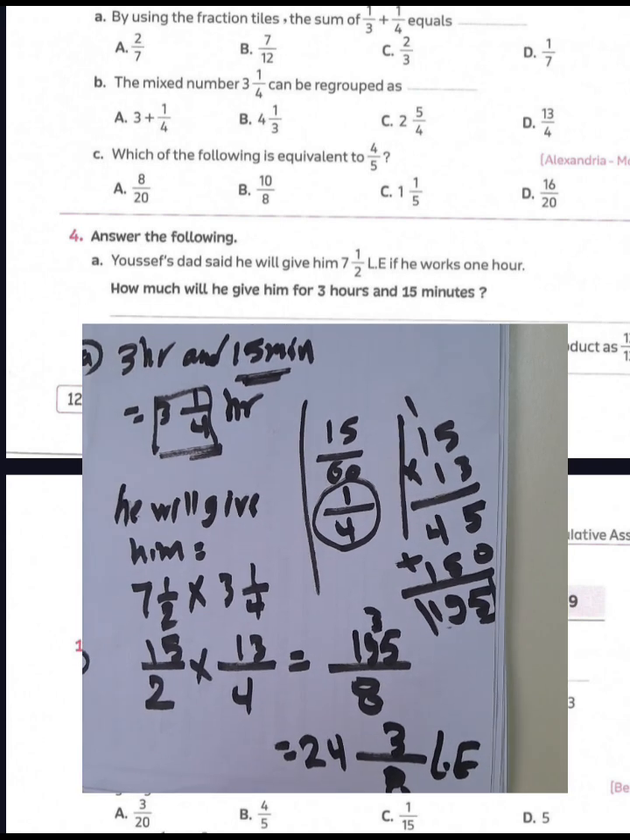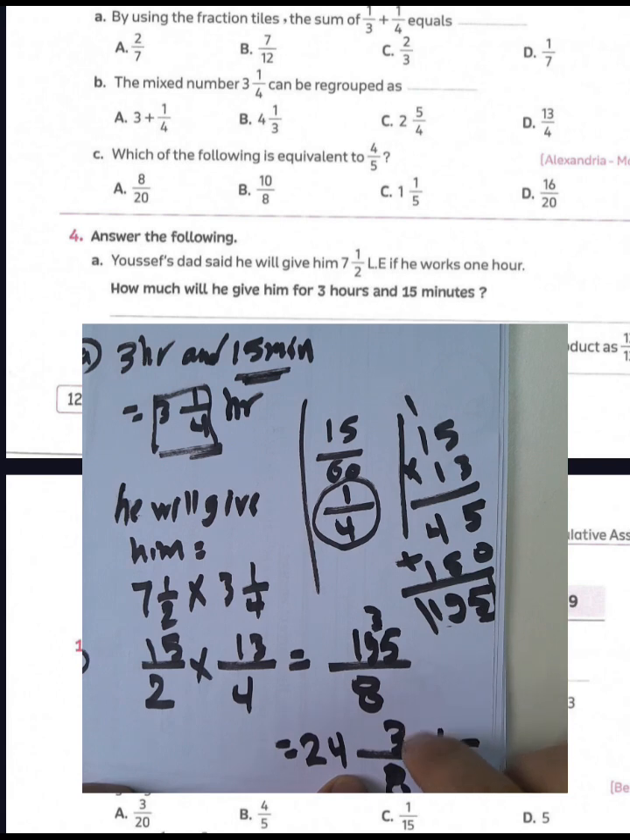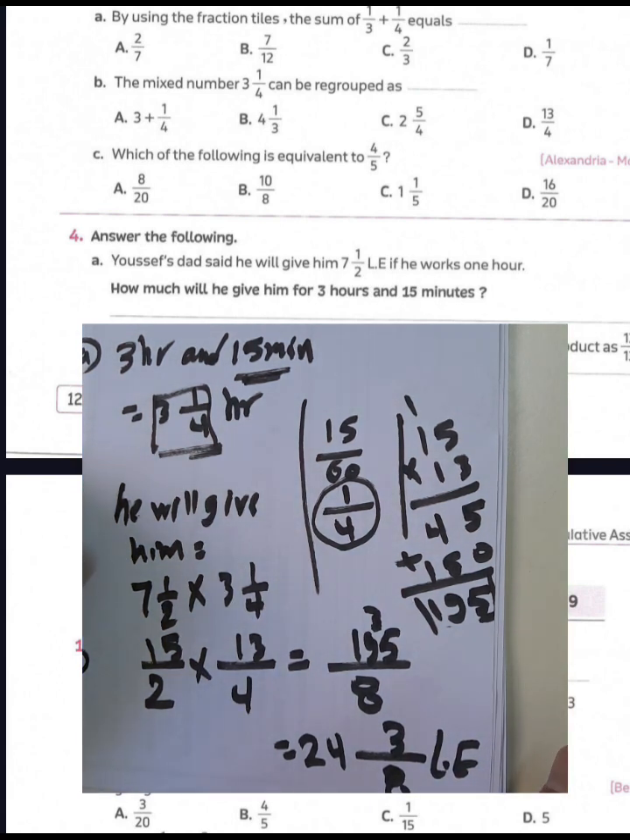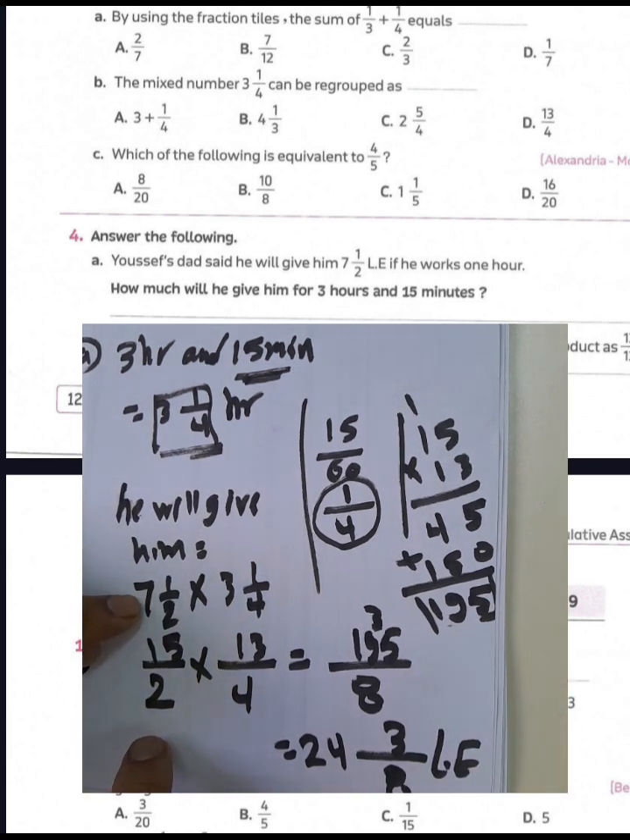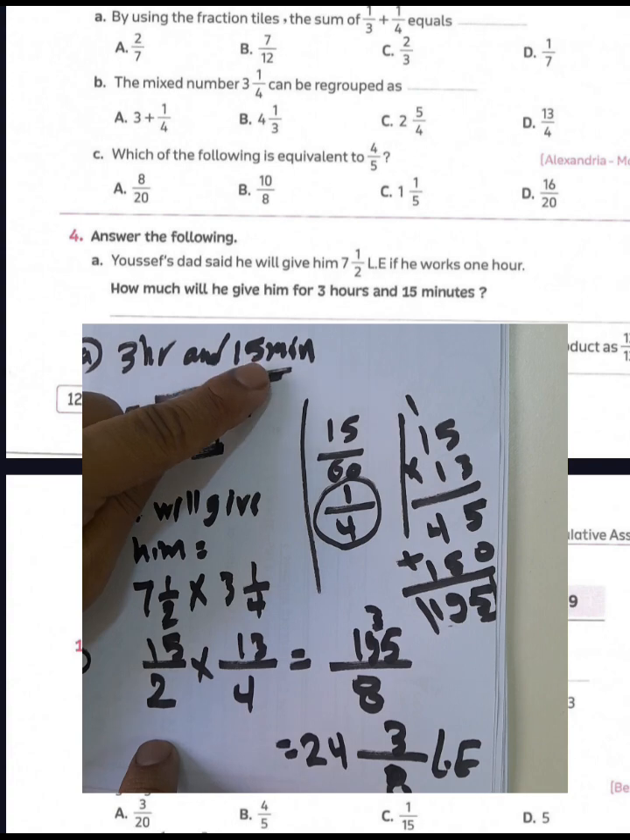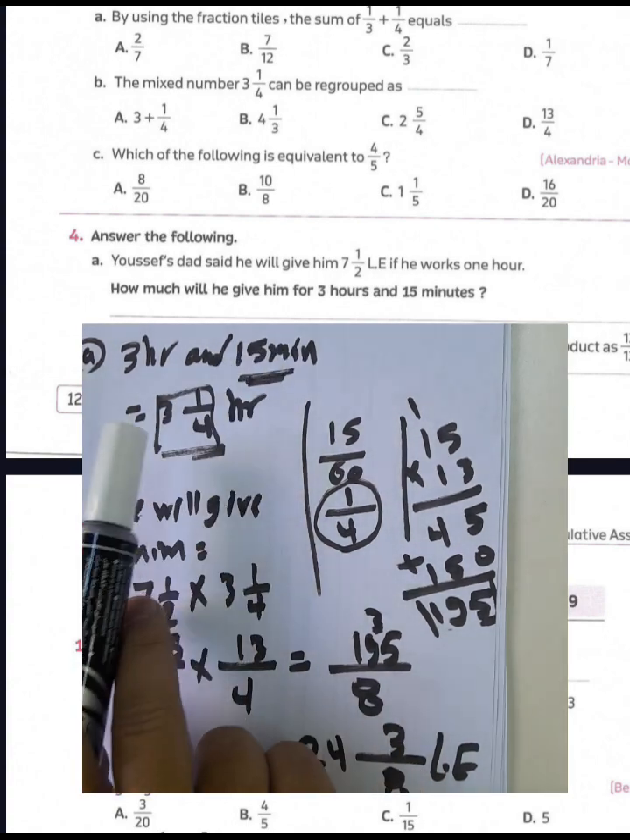Okay, it's a very important question, question number 4. Understood? He will give him what? This money, okay? 24 and 3/8 Egyptian lira. Because he will work 1 hour. If he works 1 hour, he will give him 7.5 Egyptian lira. He will work 3 hours and 15 minutes. 3 hours and 15 minutes means 3 and 1/4 hours.